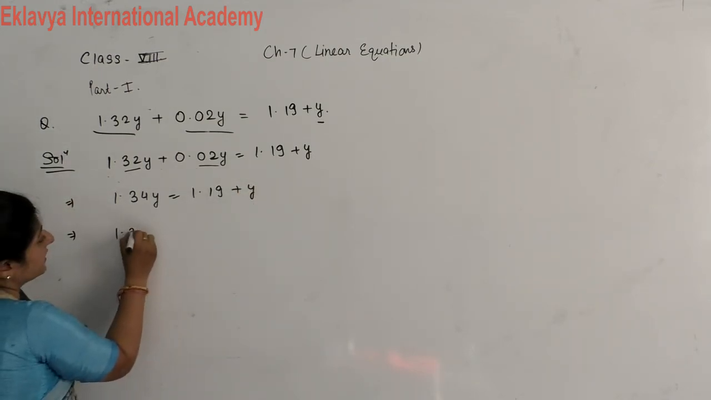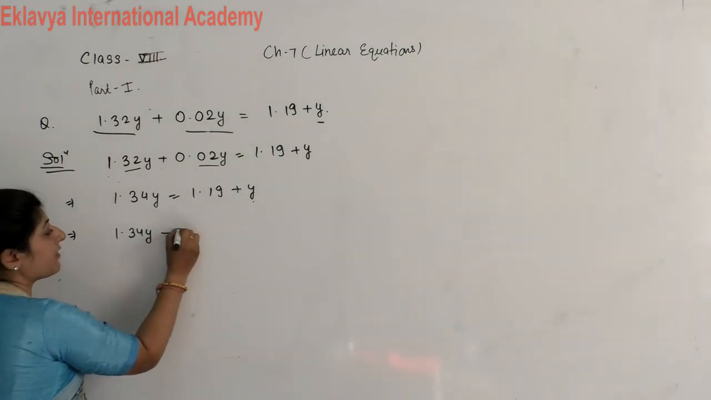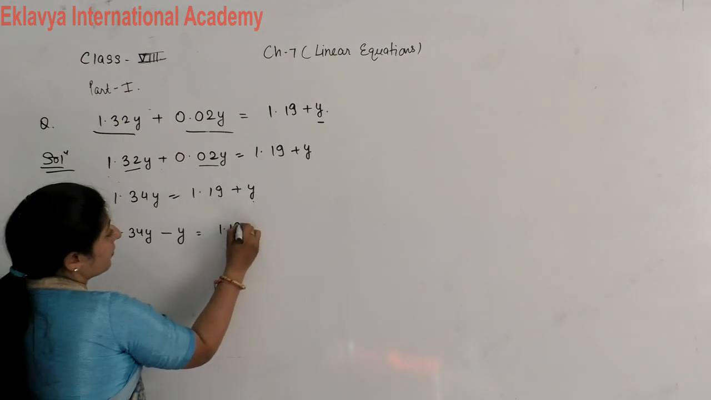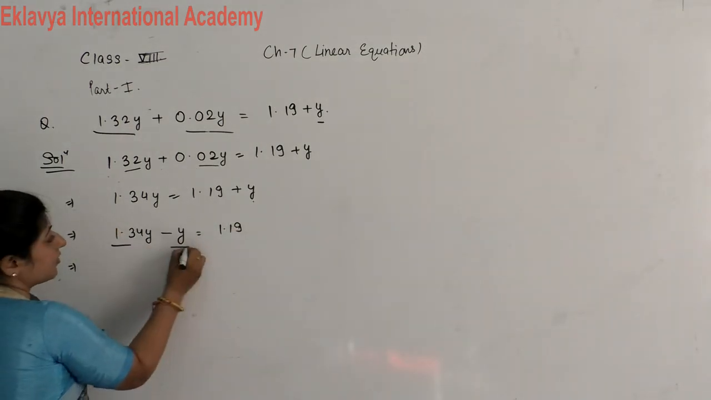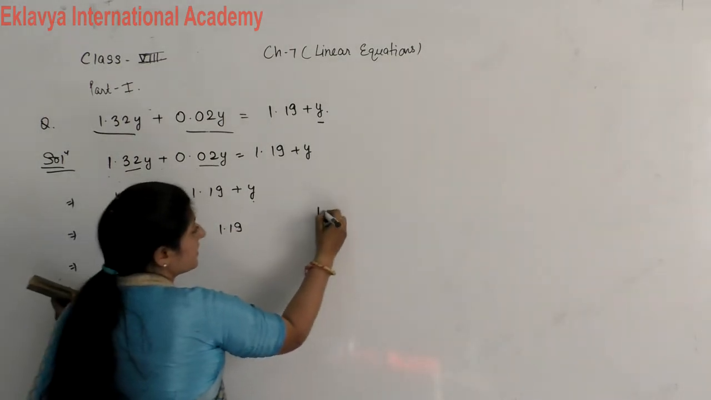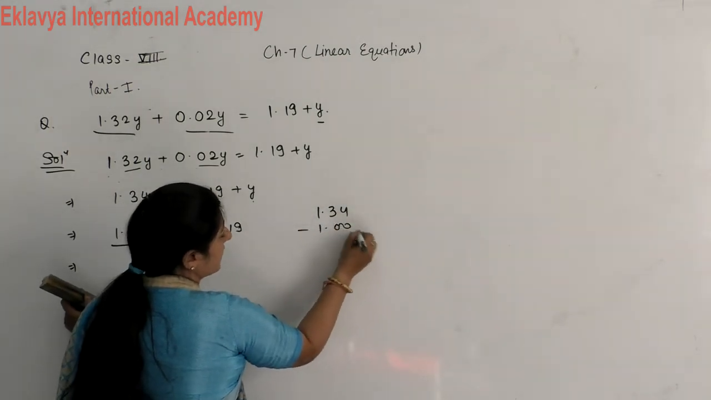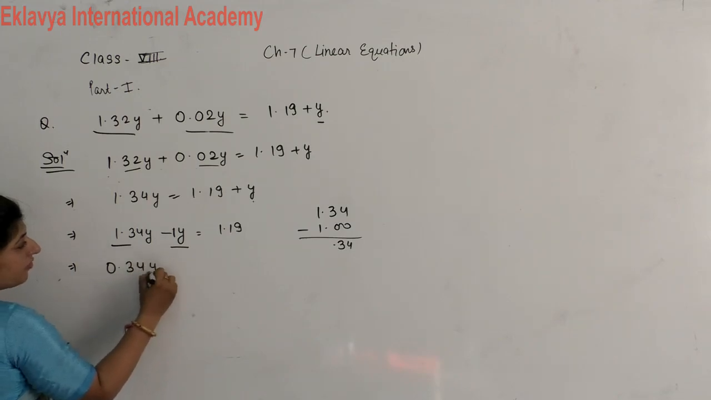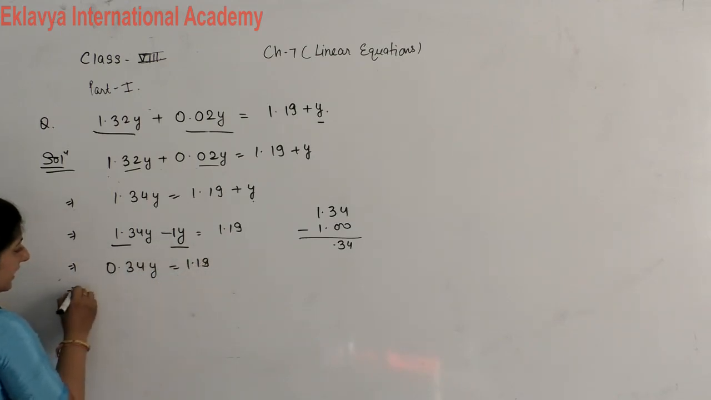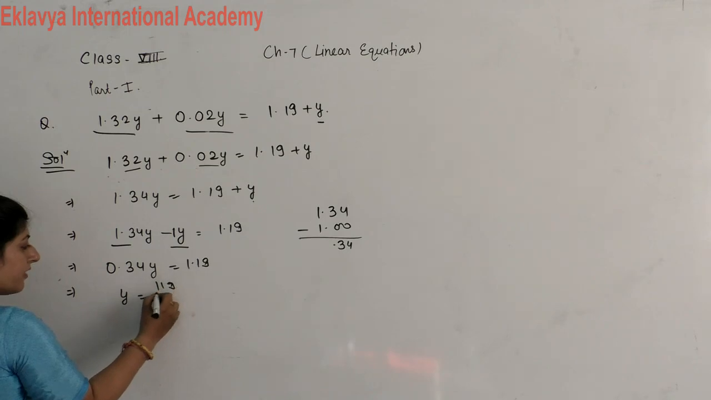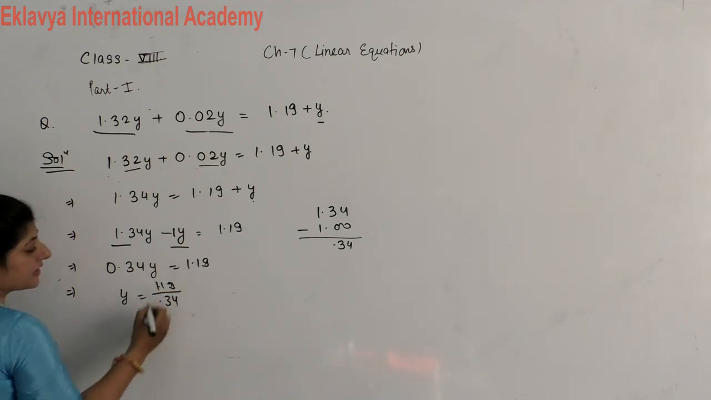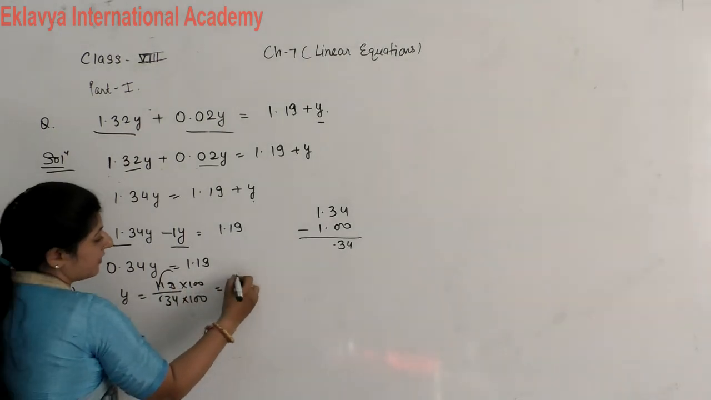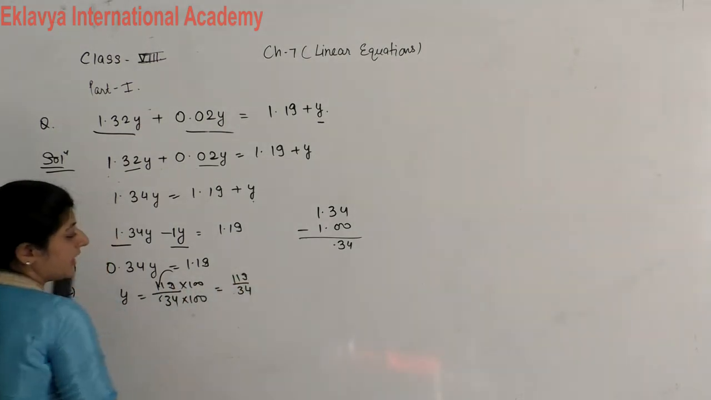Now 1.34y. This y, when you change the position, it will get a minus sign, is equal to 1.19. Then when you subtract, it is 1.34 minus 1, which is equal to 0.34. 0.34y is equal to 1.19. Then the y value is equal to 1.19 upon 0.34. When you remove the decimal, you will get 119 upon 34.